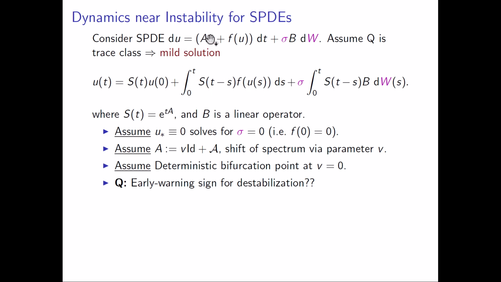A, again, think of A as the Laplacian. So it's the usual heat semigroup in the standard reaction-diffusion case. And you get the two convolution integrals, one deterministic one that you're used to, and then the stochastic convolution integral that you can make sense of.